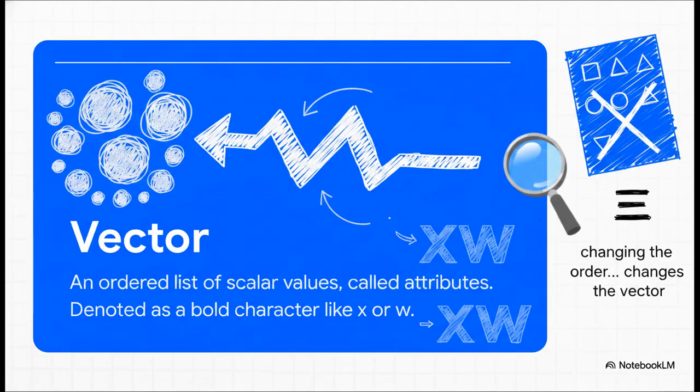Now, what happens if you group several of those single numbers together? Well, you get a vector. Think of a vector as an ordered list of scalar values. We call these individual values attributes. And to show we're talking about a vector and not just a single scalar, we use a bold character, like a bold x or w. The absolutely crucial thing to remember here is the order. Changing the sequence of the numbers changes the vector entirely.